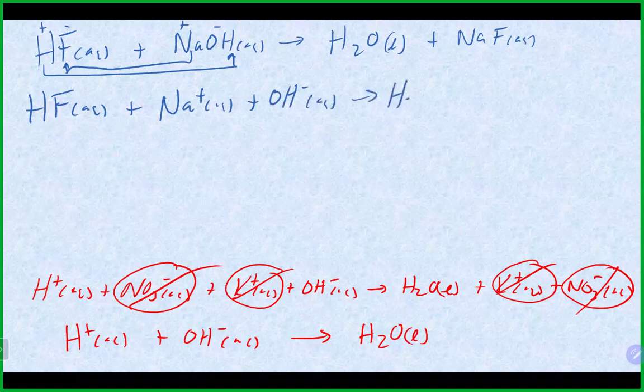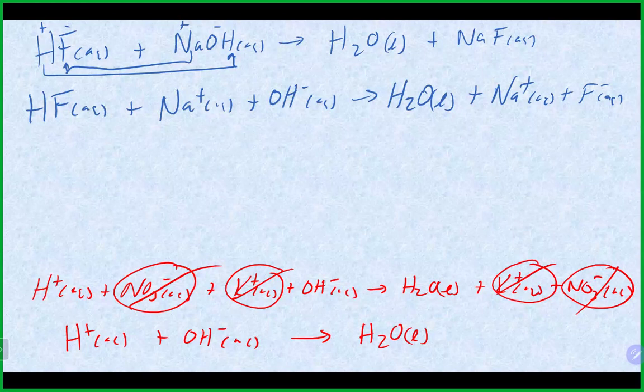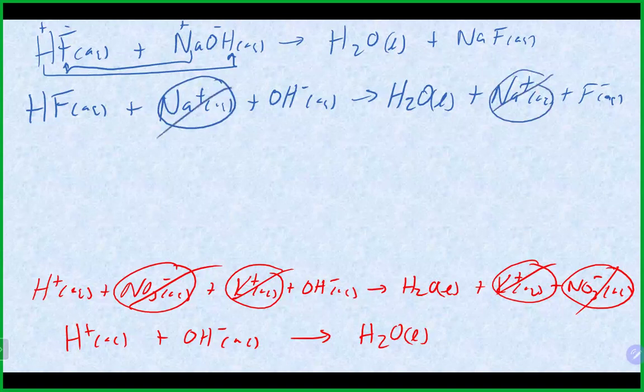Our water will stay together as it is a liquid, and our sodium fluoride is a strong electrolyte and breaks apart. Now, one of the different things that you end up with when you mix a weak acid or a weak base with a strong acid or base is that we only get one spectator ion, and the spectator ion in this case is the sodium ion.